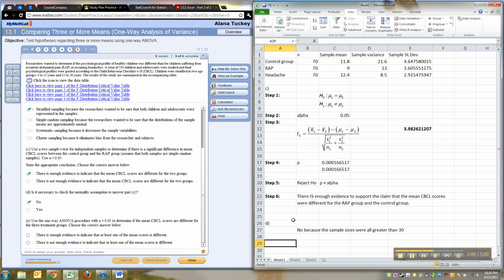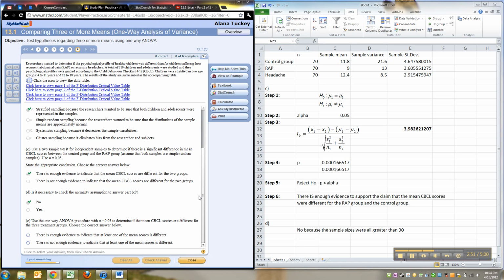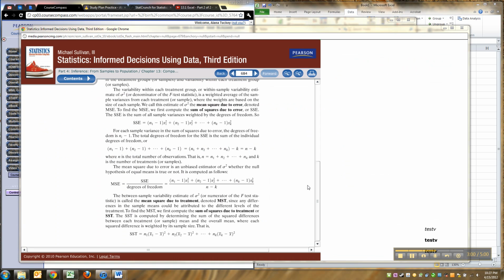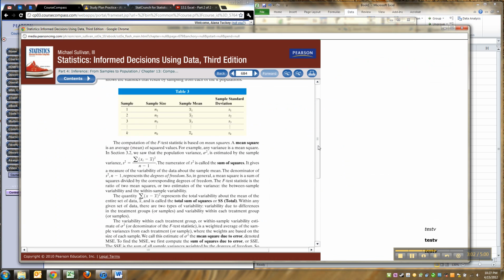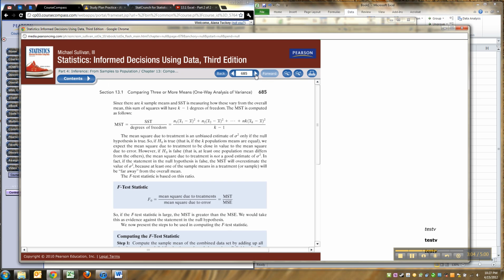Cool. Next. Now, use an ANOVA procedure. Well, that's going to be a little bit trickier. So let me first get up the formulas for that. Let me bring up the notes. Hold on 1 second. I take it back. I had to bring up the book here just to help, because otherwise you'll get lost.